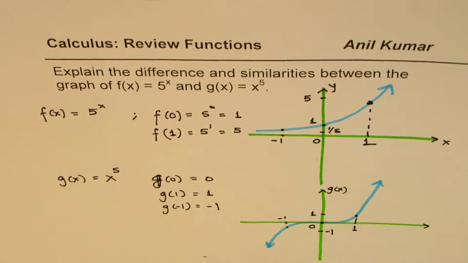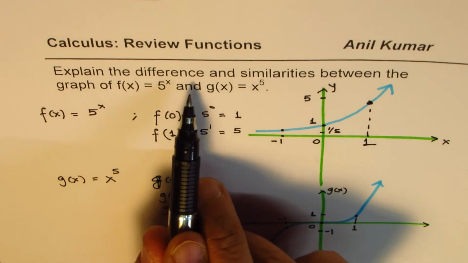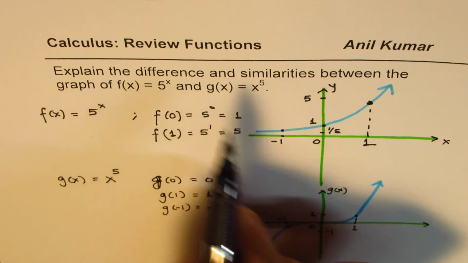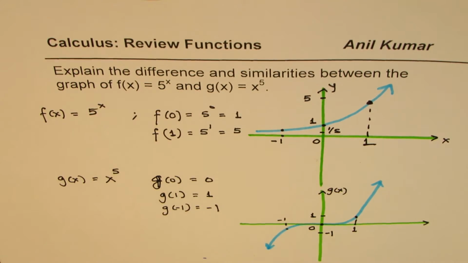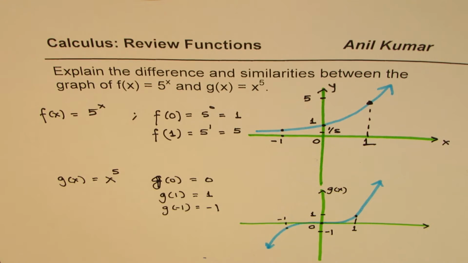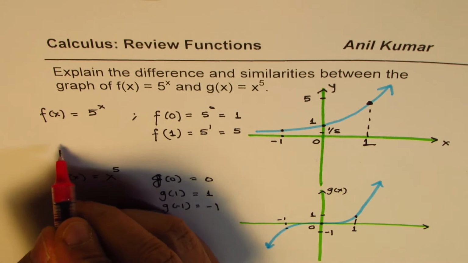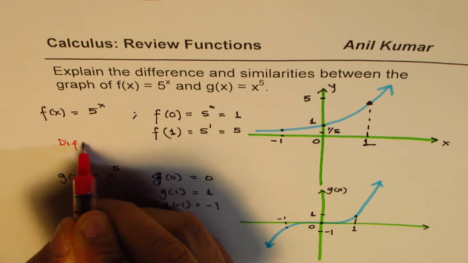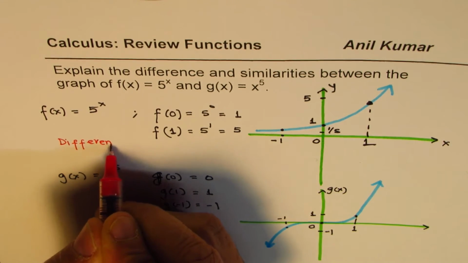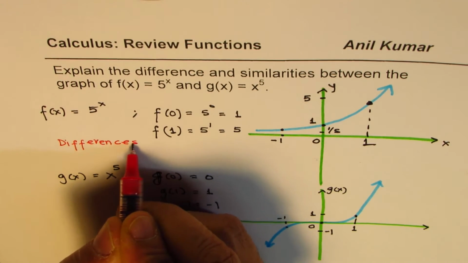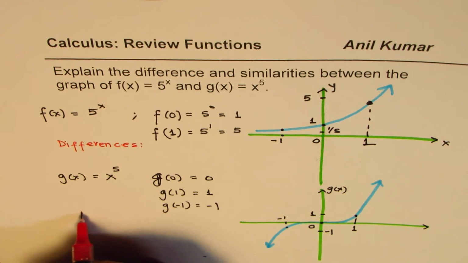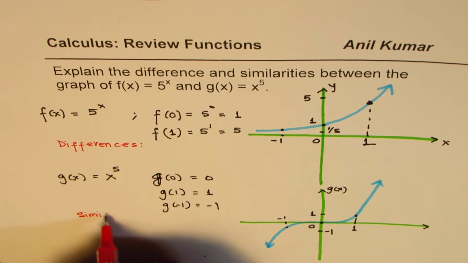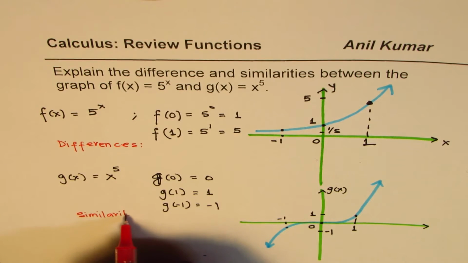Now the real question here is, explain differences and similarities between the graph of these functions. I'd like you to pause the video now and then explain similarities and differences, correct? So we'll write similarities, maybe differences here. So let's try to list at least two, 2 differences and 2 similarities. Can you help me write them?